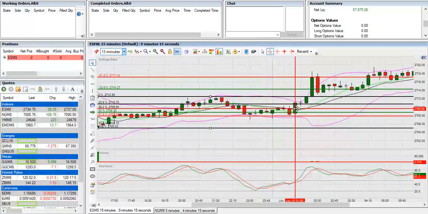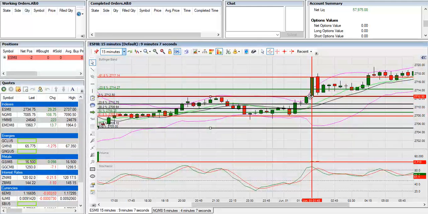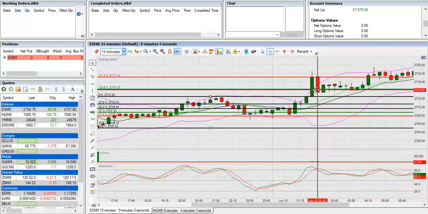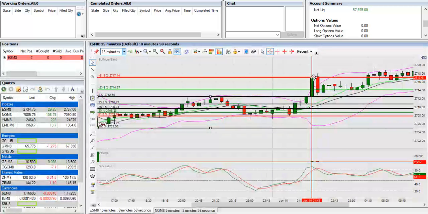So if I enter the trade right here at 27.09 and I go long with it, it hits all of my fib levels. It retraces back to 0%. It blows right past my 23.6, and it actually hits my 61.8 retracement at 27.17.